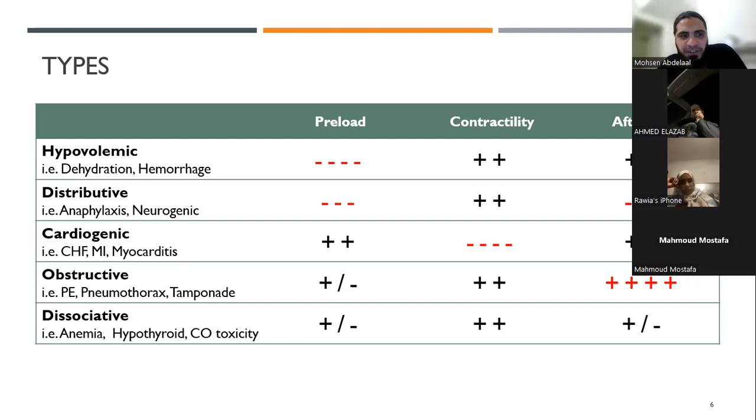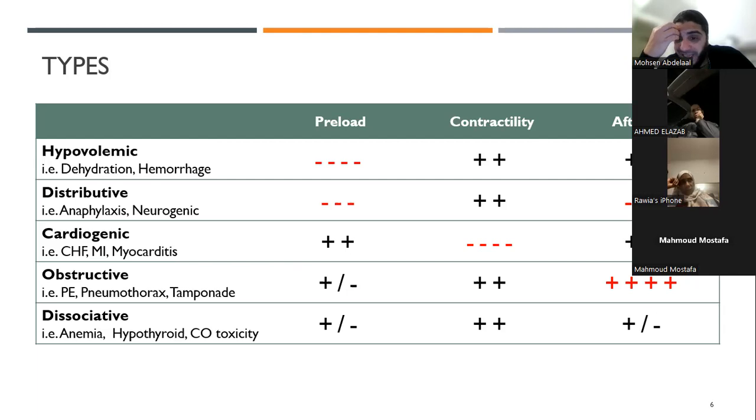First, the simplest one, is the hypovolemic shock. The patient is dry, is dehydrated, is bleeding. So this affects the preload of the circulation or the cardiovascular system. Next is the distributive shock, which happens with anaphylaxis, allergy, neurogenic shock. This basically will cause vasoplegia. All the vessels will be dilated. This will affect the preload and the afterload.